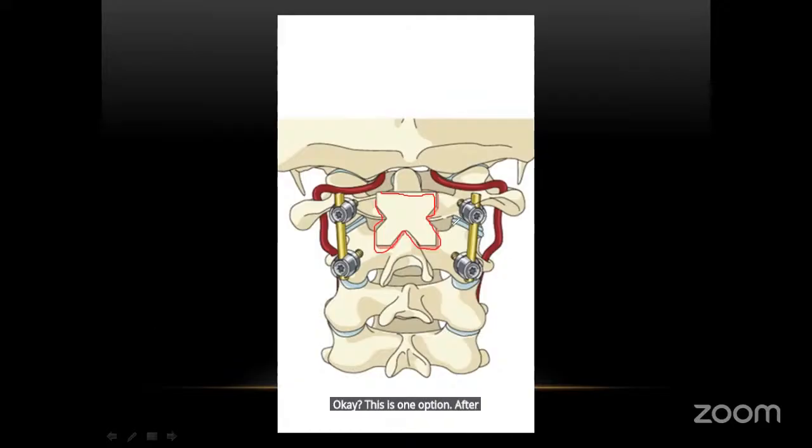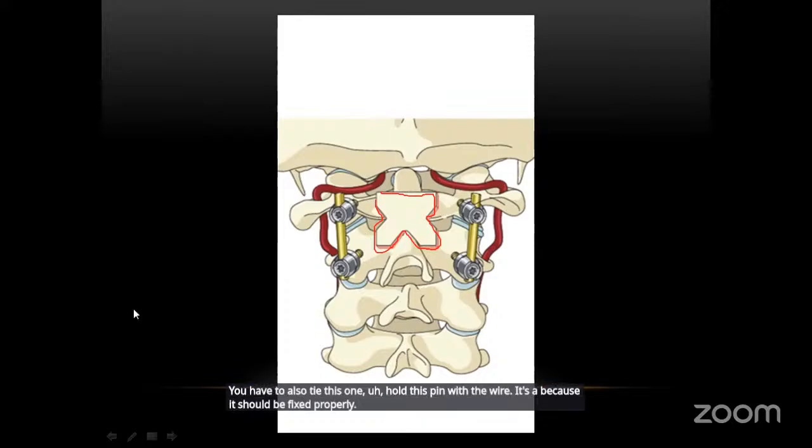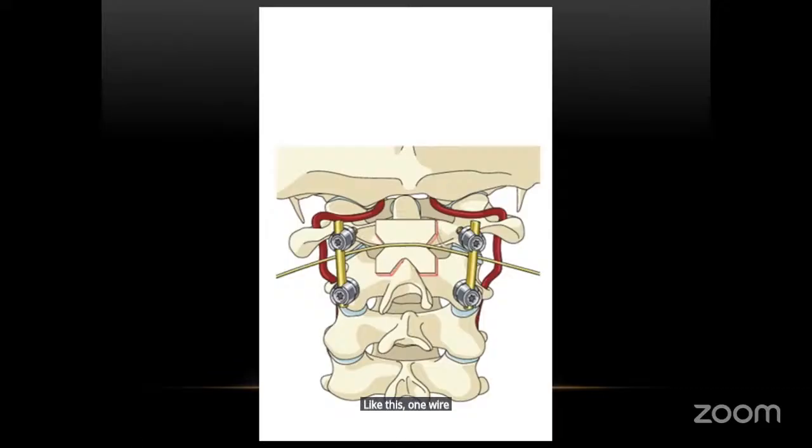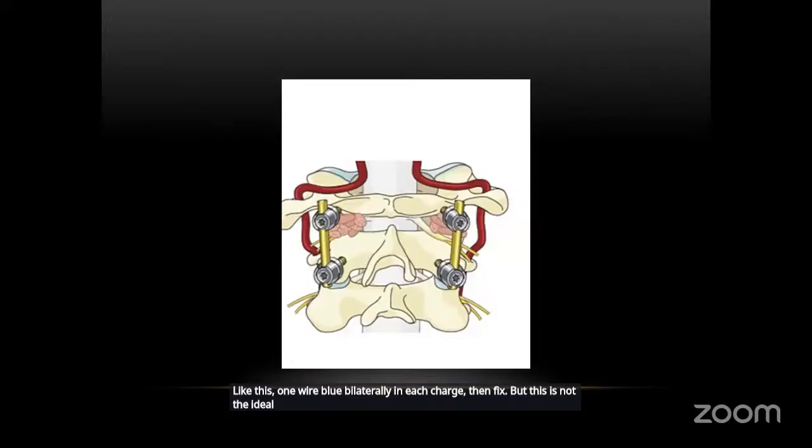After putting this graft, you also have to hold it with a wire, because it should be fixed properly. Like this, one wire below, bilaterally on each rod, then fix. But this is not the ideal technique of Goel. What is the ideal technique of Goel? This is the ideal technique of Goel.